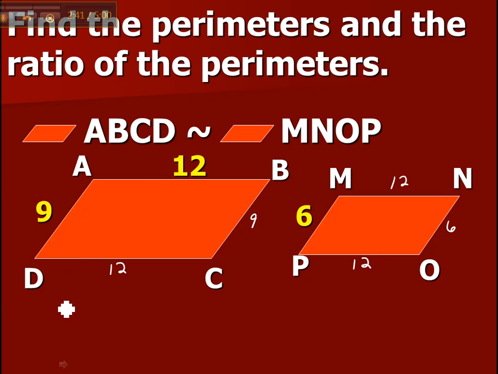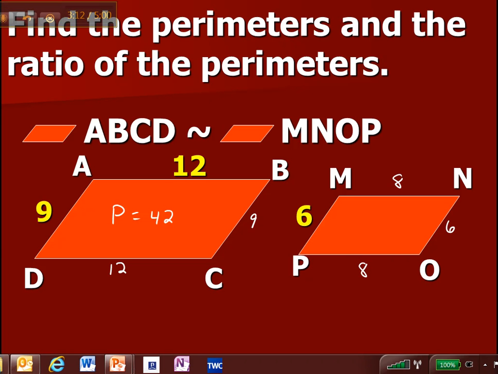So if I want the perimeter of ABCD, I'm going to add together 9, 12, 9, and 12. That's going to give me a perimeter of 42. On the second one, if I add together the sides of MNOP, 6 plus 12 plus 6 plus 12 is going to give me 28. And I messed up. It is not 28. Sorry about that. I had the wrong length for MN and PO. So when I put in the correct value that those are 8s, then that really does give me a perimeter of 28.